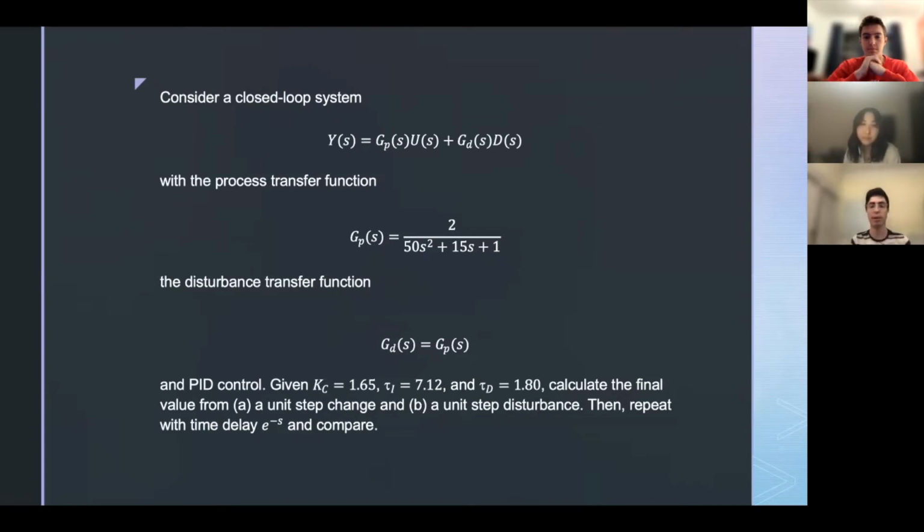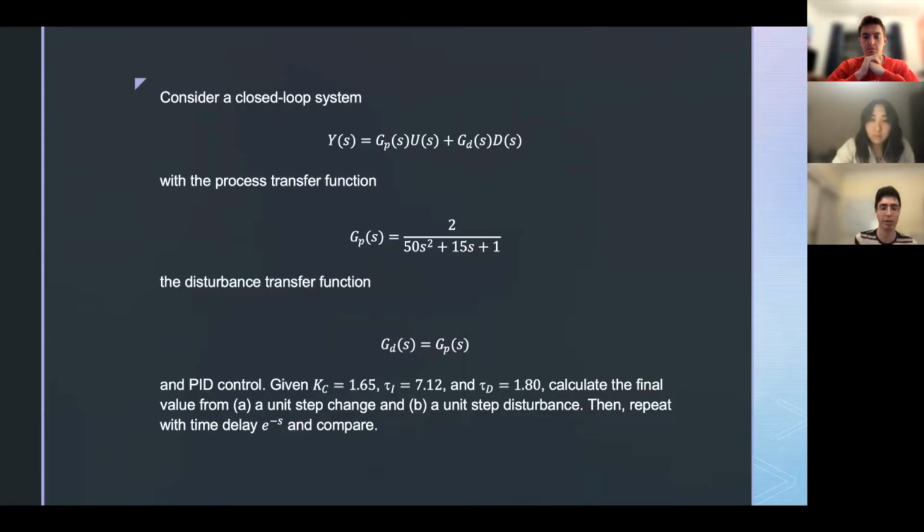So here's the problem that we're going to focus on today. Consider a closed loop system. Y of S is equal to GP of S times U of S plus GD of S times D of S, where D is the disturbance variable. With the process transfer function, GP of S is equal to 2 over 50S squared plus 15S plus 1.